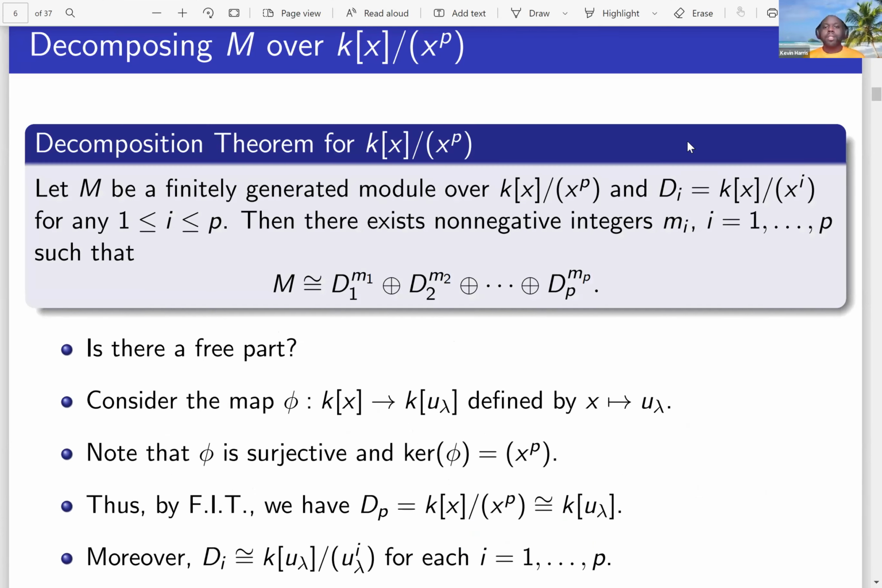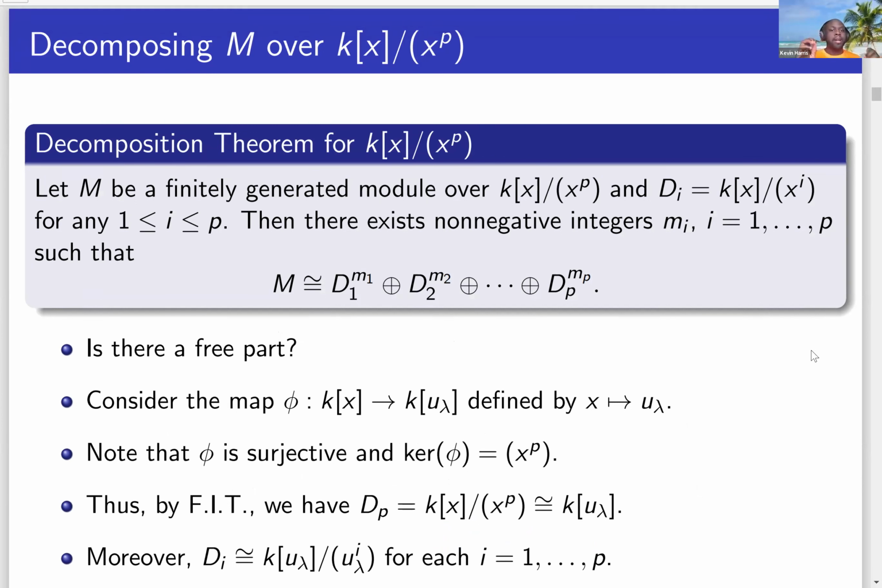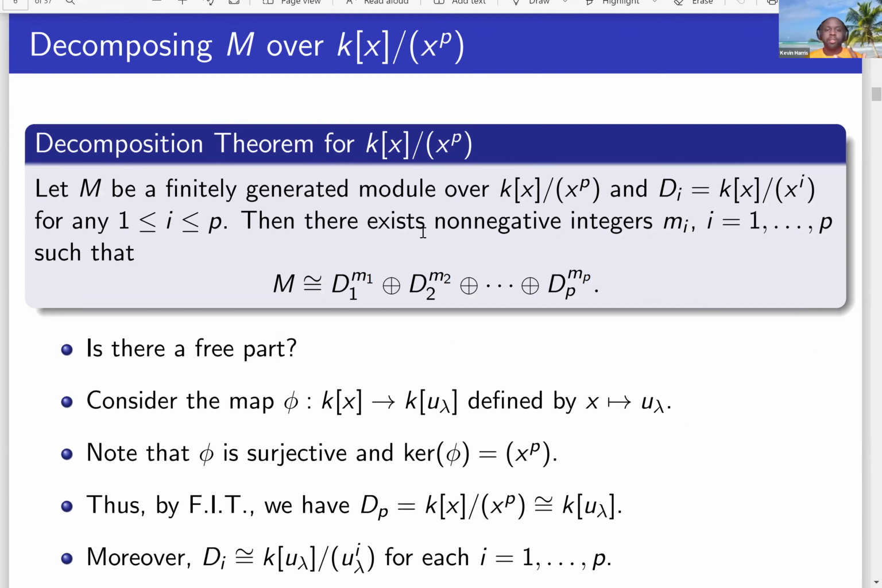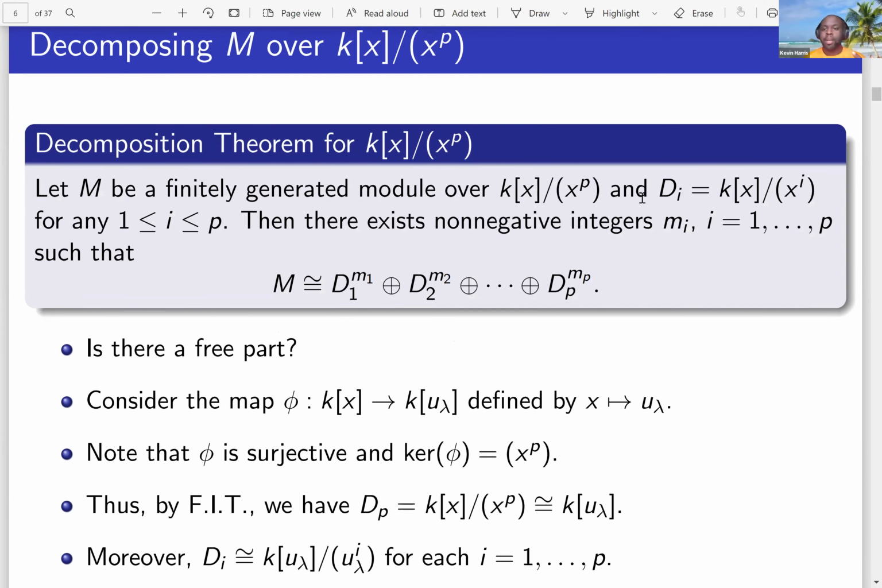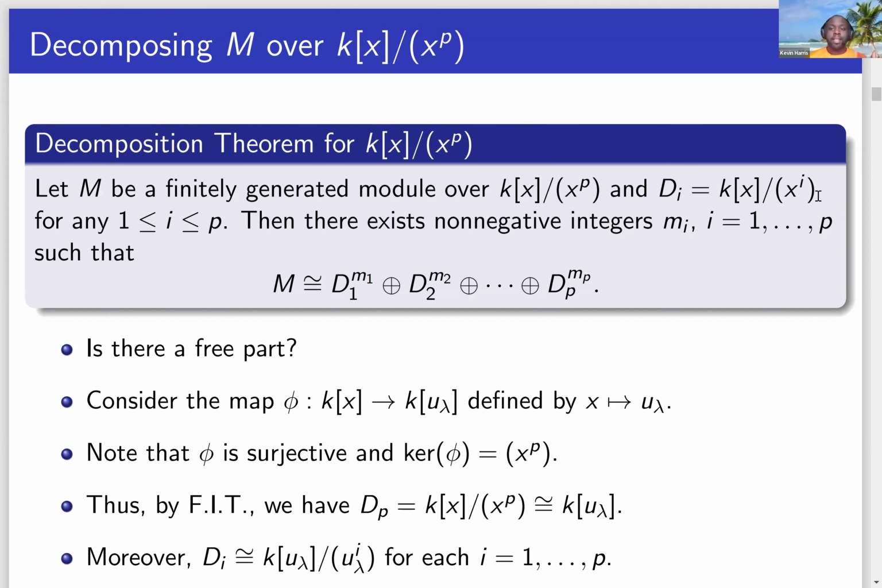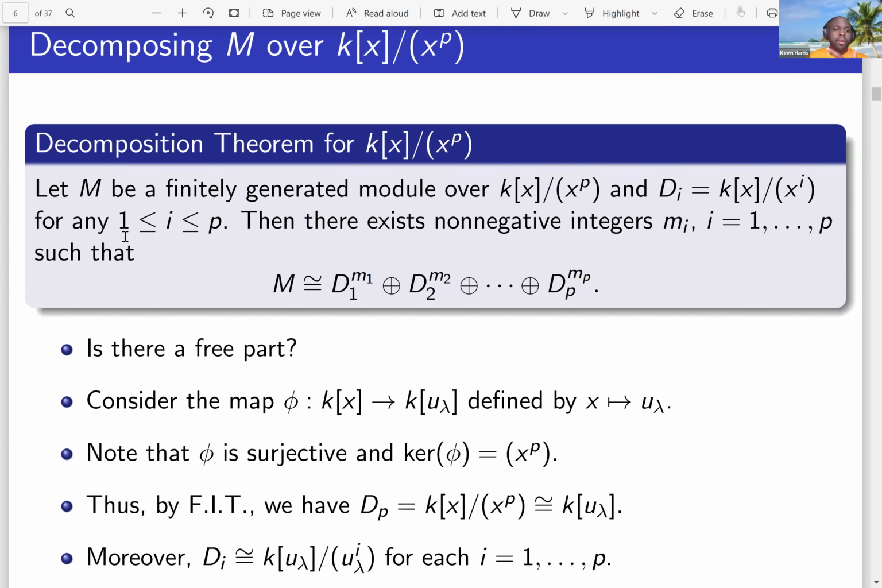So what that does for us is it gives us a decomposition theorem for this particular ring, k bracket x mod out x to the p. Let me move this up a bit. And so what we have is: let M be a finitely generated module over K bracket X mod out X to the P, and D sub I equal K bracket X mod out X to the I for any I in between 1 and P.